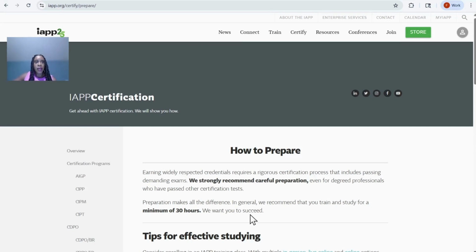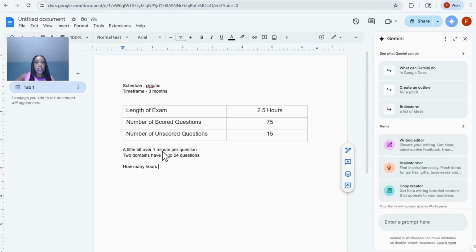Generally, I will spend between 90 to 120 hours studying for any one exam. And again, I've passed every single certification the first time I took it. So I generally will spend 4 times the amount of time that IAPP recommends. That's up to you. But when you're creating the schedule, you said, how many hours a day can I dedicate?